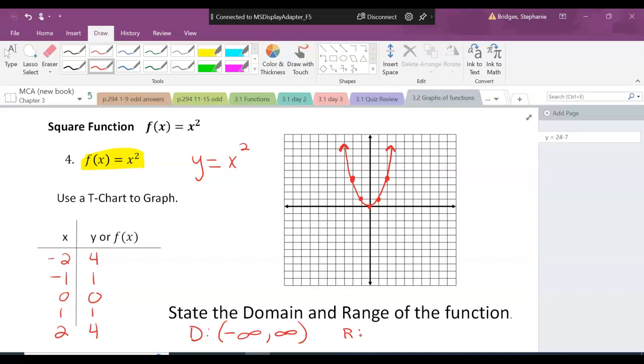So that's going to take me to infinity. So my range is going to start at 0, but it actually can equal 0. And then it's going to go all the way up. So it goes all the way to infinity. And remember, with infinity and negative infinity, we have parentheses always.